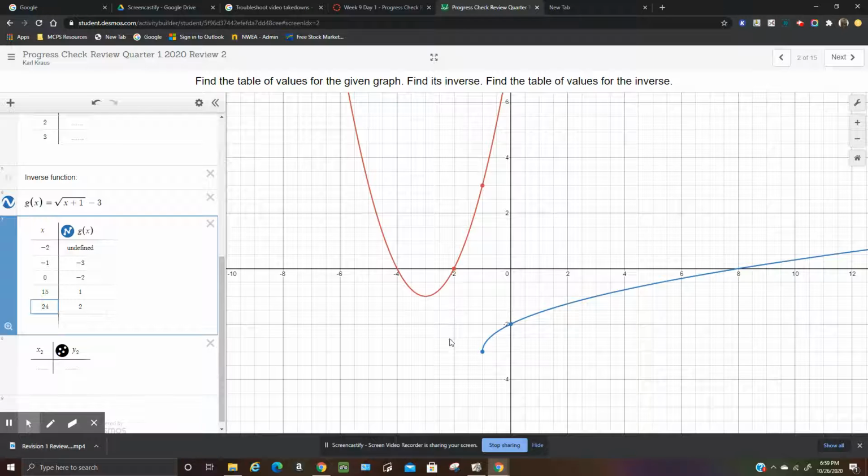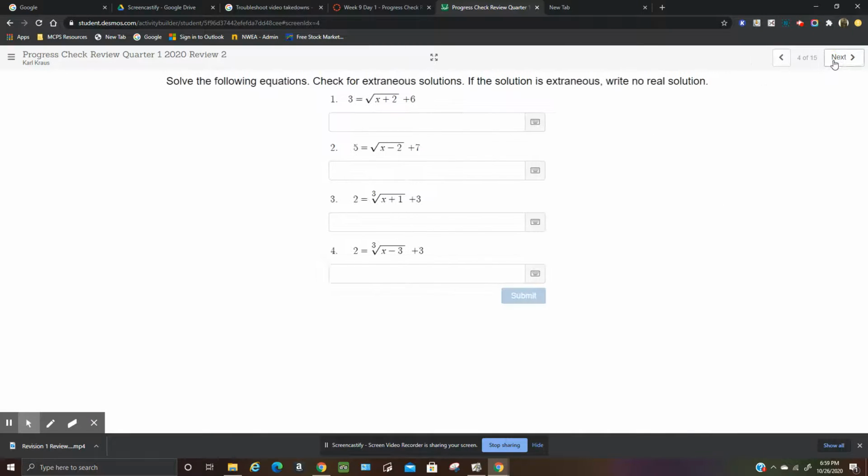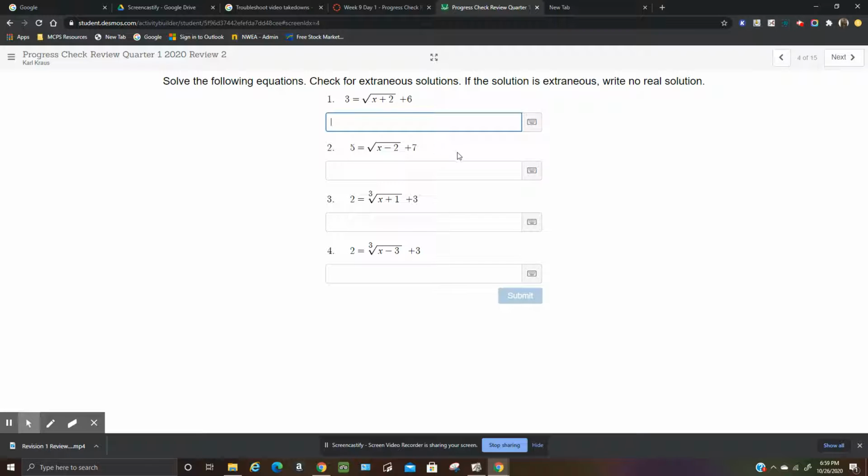-2 is undefined right here because we're just on this branch here. As for the inverse, all right, let's find the solution here.